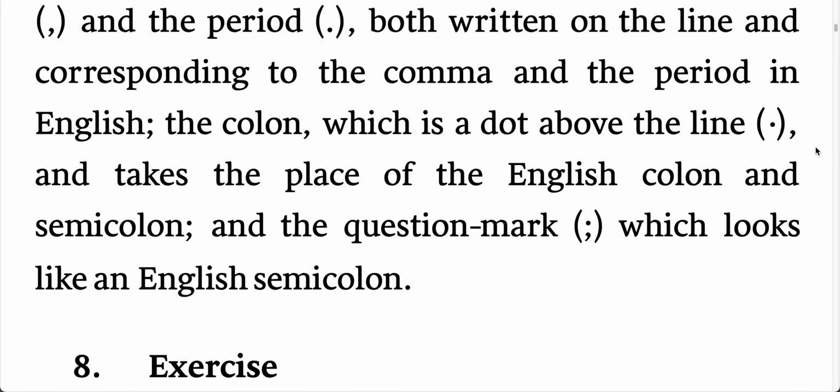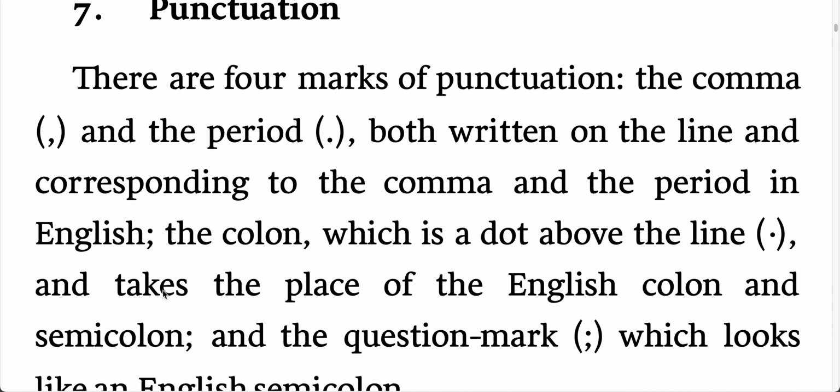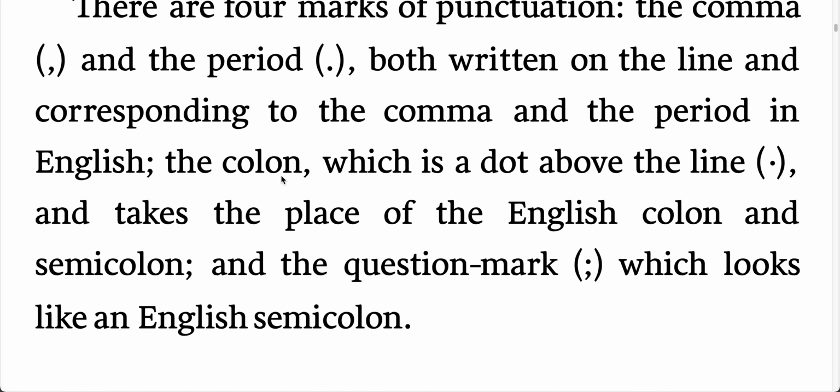One more thing to look at. There are 4 marks of punctuation. The comma, which looks like the English comma. The period, which looks like an English period, both written on the line and corresponding to the comma and the period in English, okay? But the colon, which is 2 dots for us, right? That's how we do it in English. A dot here and a dot here, right?